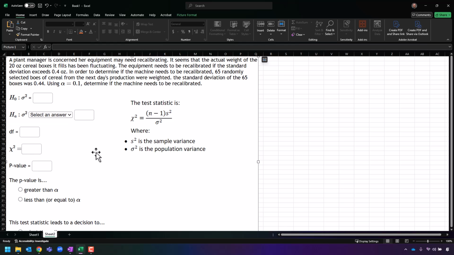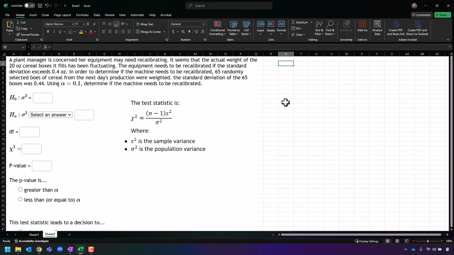A plant manager is concerned her equipment may need recalibrating. It seems the actual weight of the 20 ounces of cereal boxes it fills has been fluctuating. The equipment needs to be recalibrated if the standard deviation exceeds 0.4 ounces. In order to determine if the machine needs to be recalibrated, 65 randomly sampled boxes of cereal from the next day's production were weighed. The standard deviation of the 65 boxes was 0.44. Use alpha equals 0.1, determine if the machine needs to be recalibrated.